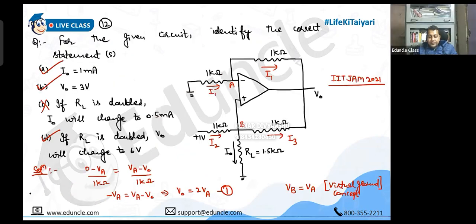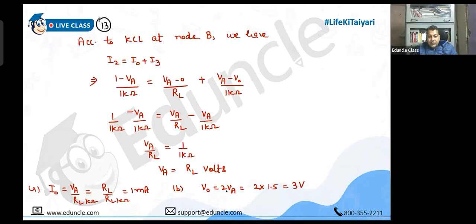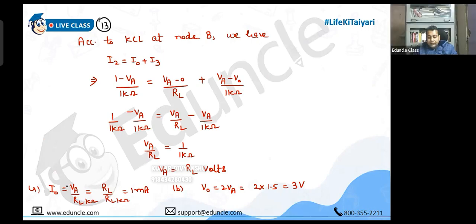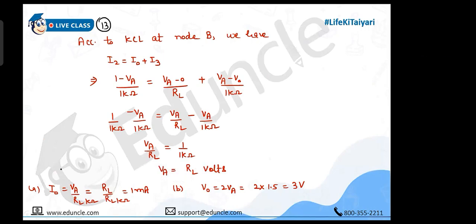Wrong, no? And same thing is here. You are saying V naught is 2 VA and VA is what? So it is actually 2 RL. So if you double the value of RL, it will be double its present value. That will be 6 volt. Please check now. Clear? Okay. Let me check if there is another.